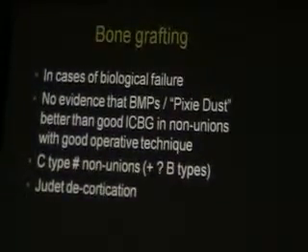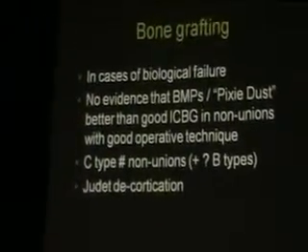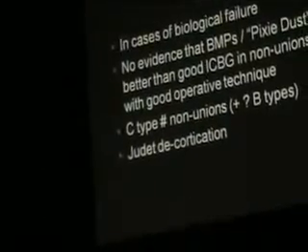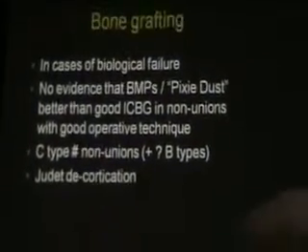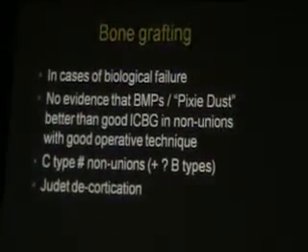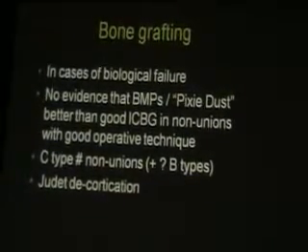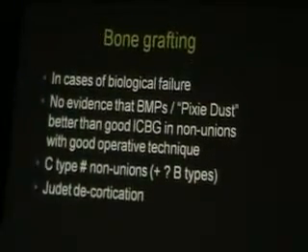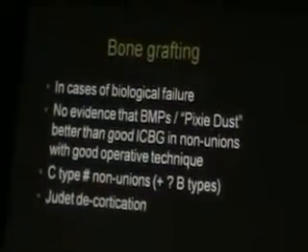And you will have seen lots in the literature recently about bone morphogenetic proteins, OP1, OP7, they're all being touted around. There is actually no evidence that any of them are better than standard iliac crest bone grafting in non-union work. They give less morbidity because you're not taking it from the iliac crest, but there's no evidence that they're better. If you're going to use bone grafting, it's probably better in cases of C-type fractures, rather than mainly in B-types.